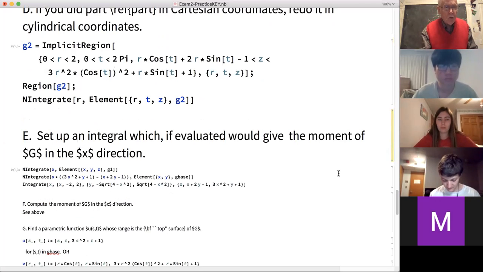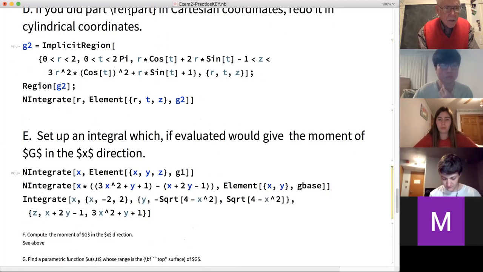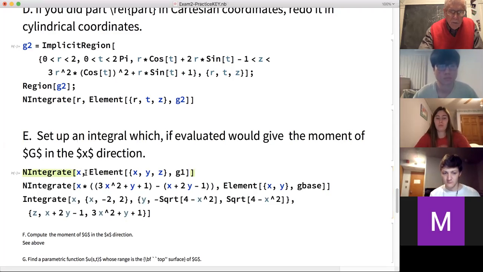Set up an integral which gives the moment of the entire region about the x-axis. So in this case, we're going to integrate x over the entire region, G1, which is what I call the entire region. Rather than integrate 1 to get the volume, you integrate x to get the moment in x. If you wanted the moment in the y direction, it would be this.